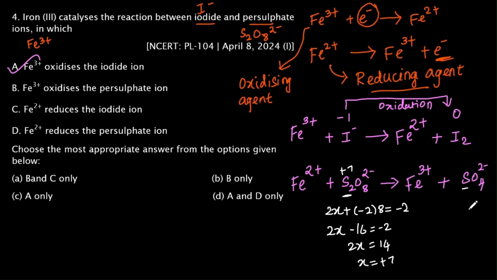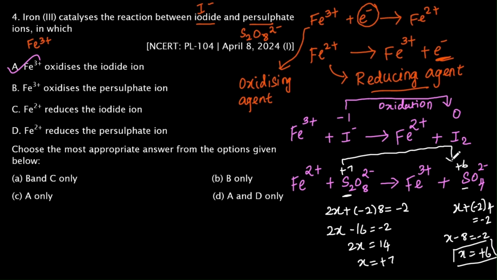Now going to the next molecule, x for sulfur plus, for one oxygen atom -2 into 4 oxygen atoms are there, then everything equals -2. So x minus 8 equals -2, x equals +6. So here sulfur has the oxidation number +6. Here from +7 it has changed to +6. A decrease in oxidation number is reduction. So here Fe2+ reduces S2O8 2-, the persulfate ion. D option is correct.